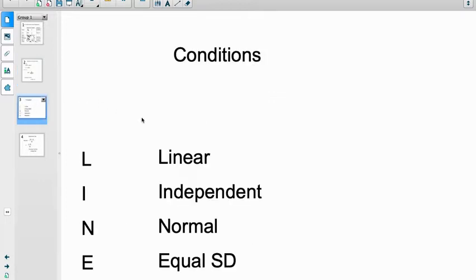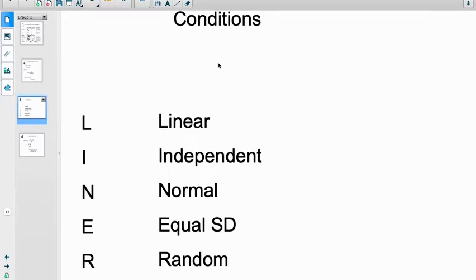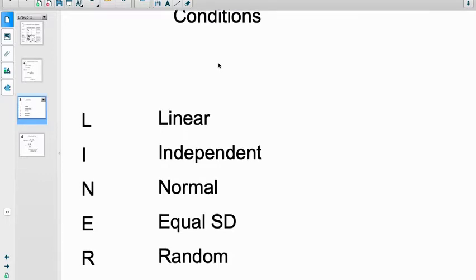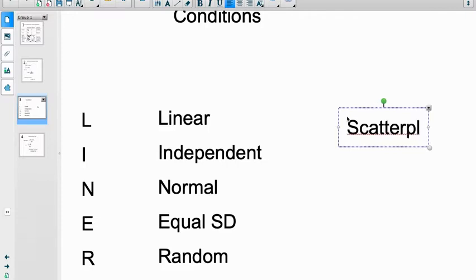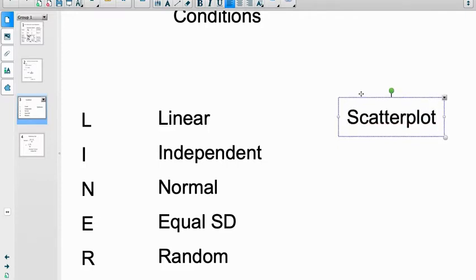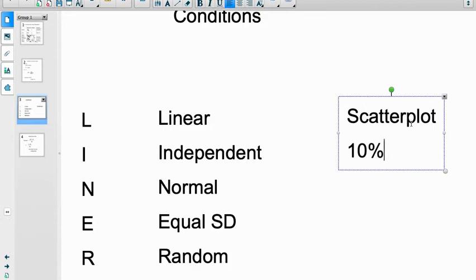Here are your conditions for doing either a significance test or a confidence interval. So the first is linear. To look at linear, you look at the scatter plot. Make sure that the pattern is linear and not quadratic, exponential, anything like that. So that's how you check that condition. The independent condition, we've been working with this for a while. That's your 10% condition.